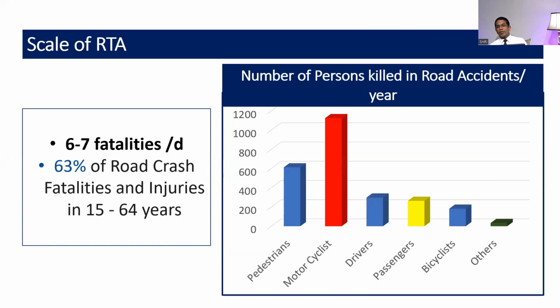If you consider road traffic accidents, they kill 6 or 7 people per day. This is Sri Lankan data. And out of that, two-thirds are in the economic productive age, that is 15 to 64 years of age. Road traffic accidents usually kill motorcyclists mainly, and pedestrians and drivers, mainly three-wheeler drivers. That is why we need to consider trauma management very important. That's why I am going to talk about this initial approach to trauma, especially in the emergency department.